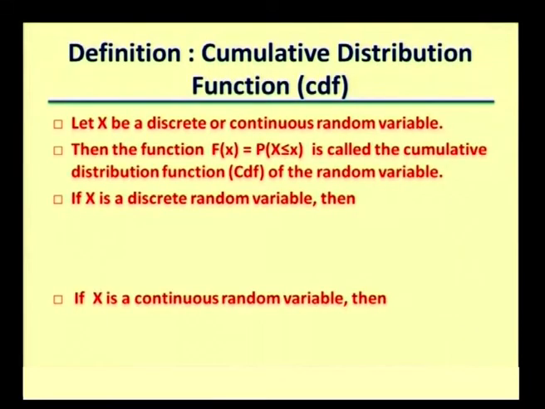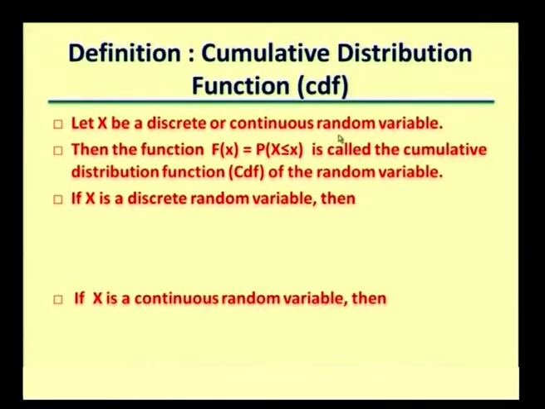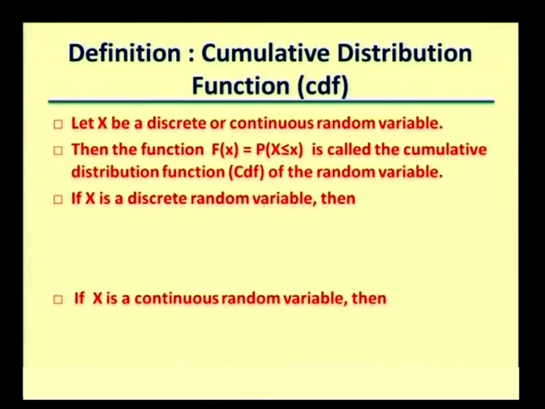Next, the cumulative distribution function is defined. Let x be a discrete or continuous random variable, since the cumulative distribution function can be defined for both types of random variables. Then the function f of x is equal to P of X less than or equal to x. That is what is called cumulative. Cumulative means adding all the probabilities from the beginning till now. So P of X less than or equal to x is called the cumulative distribution function of the random variable.